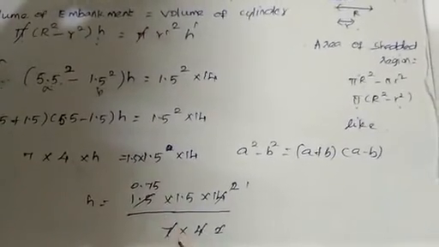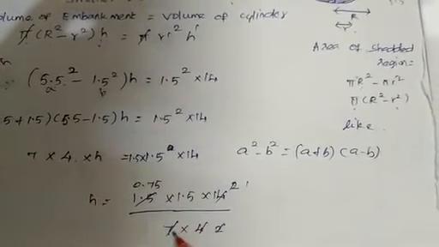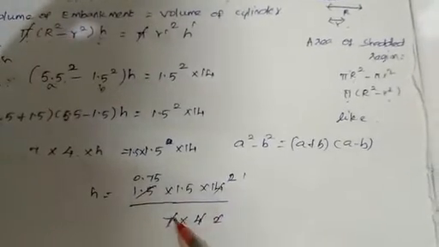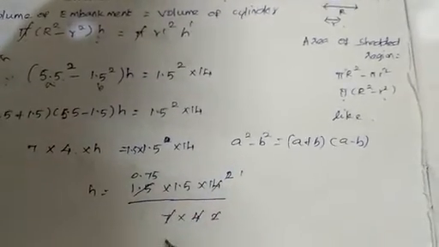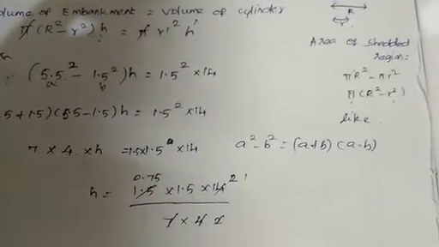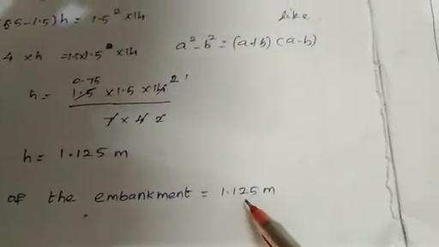So in the cancellation, 4 and 7 are all easy to cancel. We can cancel 7 and 14 two times. After this 2 we can cancel, 1.5 gives 0.75. After this product we can get the height of the embankment as 1.125.